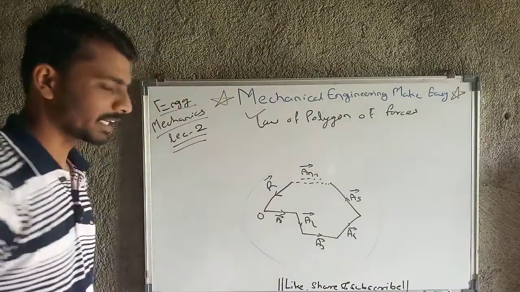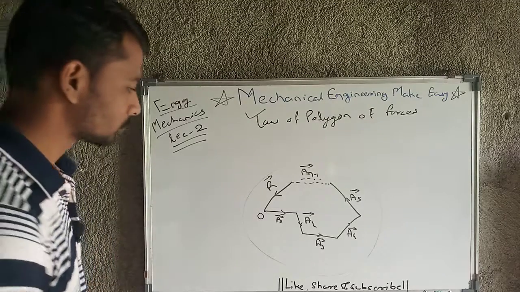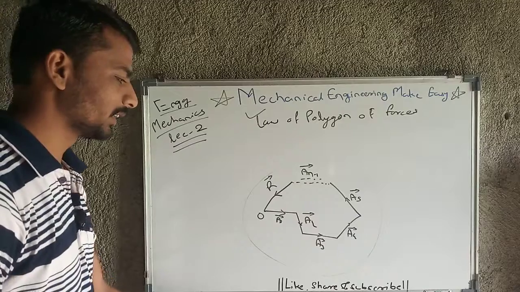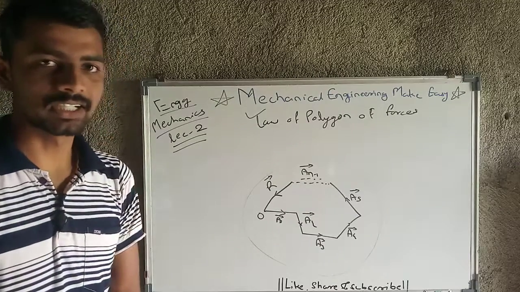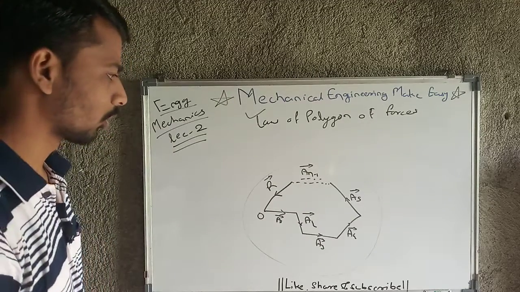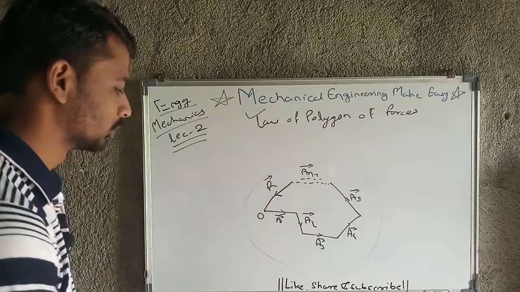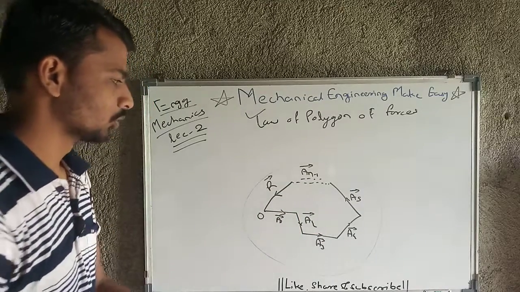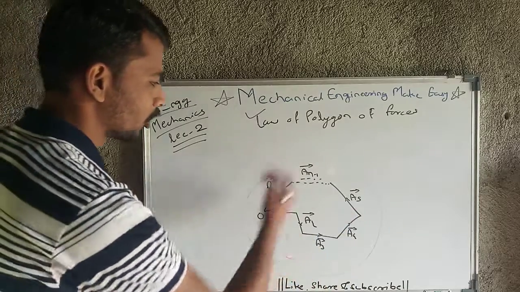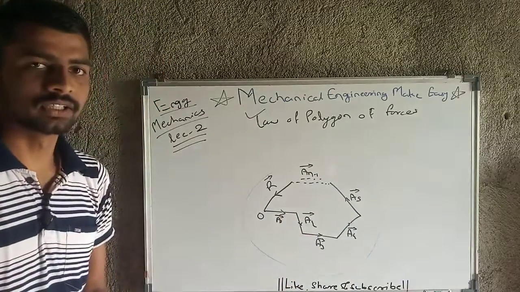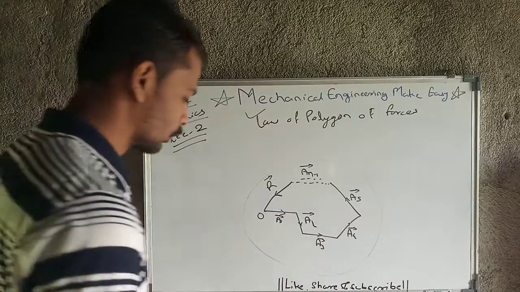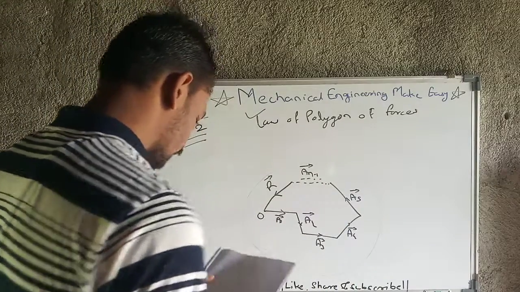If there is any force which closes that polygon, ultimately that force is nothing but the resultant of all other forces, or all other sides of this polygon. This is the basic principle of the law of polygon of forces. So draw this figure, and if you have any confusion, you can ask me in the comment box, otherwise this is only very basic.